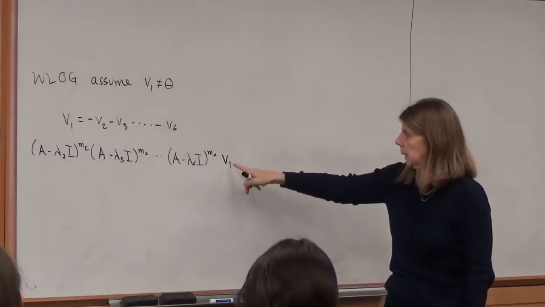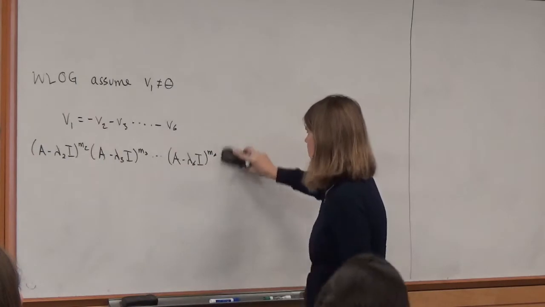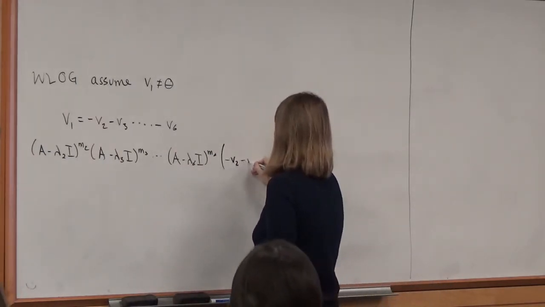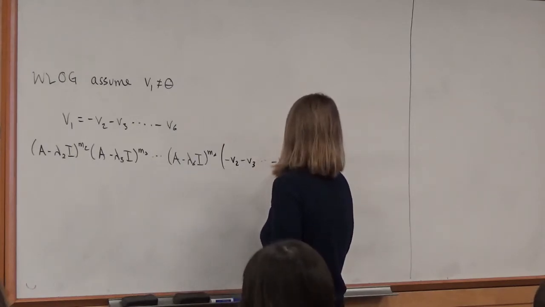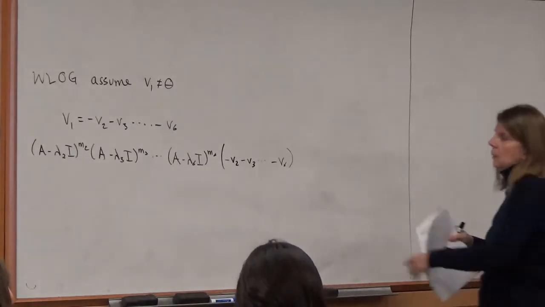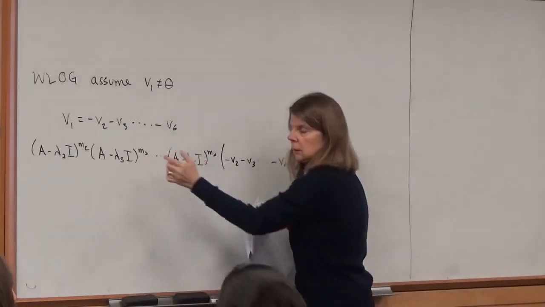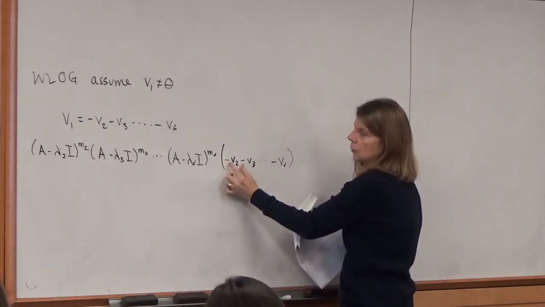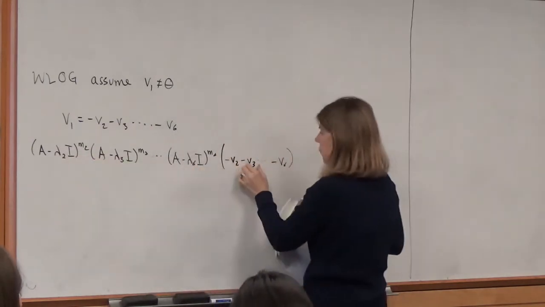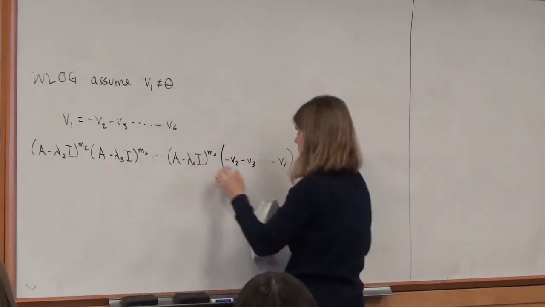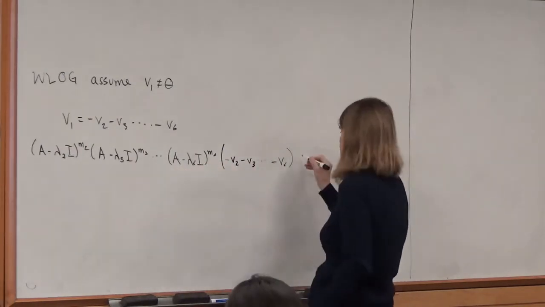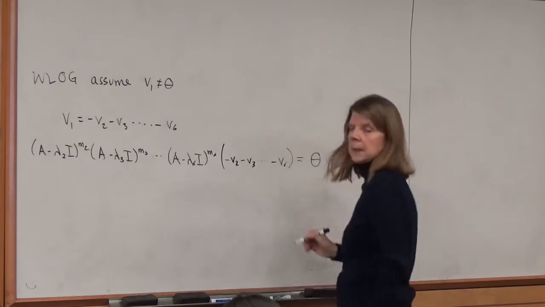Okay. And so I'm going to replace V1 with minus V2 minus V3 minus V sigma. And then I look at that, powers of A commute, right? So now V2 is in the null space of this matrix. V3 is in the null space of this matrix. V sigma, etc. is in the null space of this matrix. So if you multiply that out, that's equal to 0.